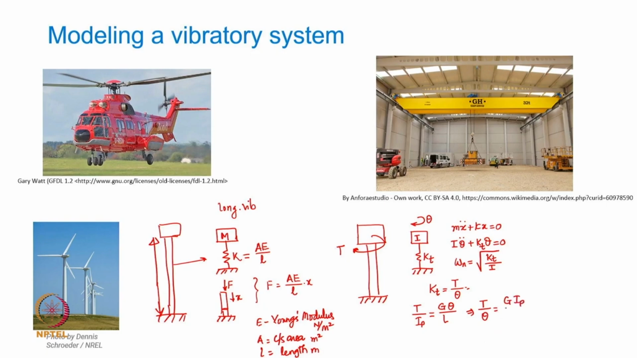rearranged to G IP over L, and we know that for a circular cross section IP is pi over 32 d to the power 4, where d is the diameter of the rod, in this case the column. And G of course we all know is the shear modulus, given in Newton per square meter. IP will be of course in the units of meter to the power 4, and this is how you will get the value of kt, and that will come out to be in the units of Newton meter per radian.